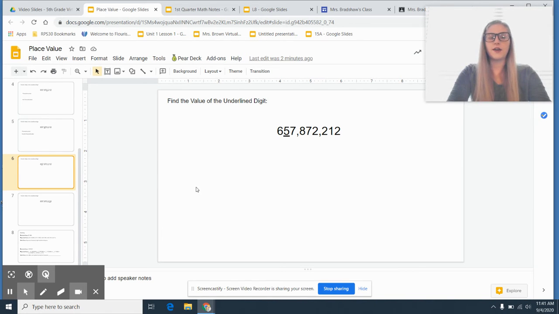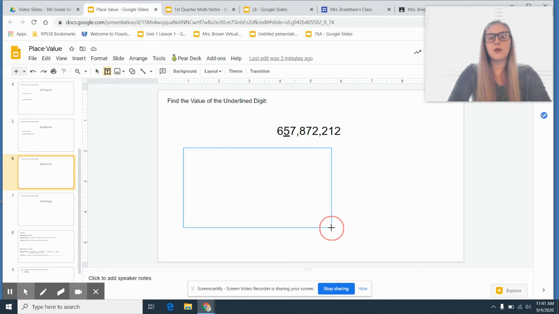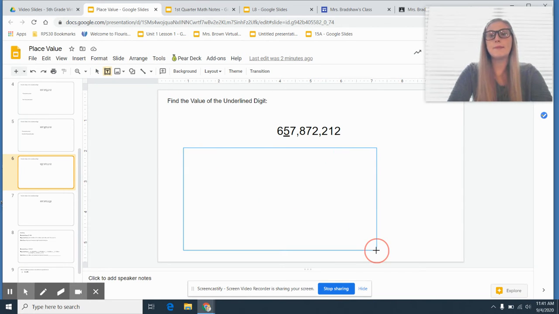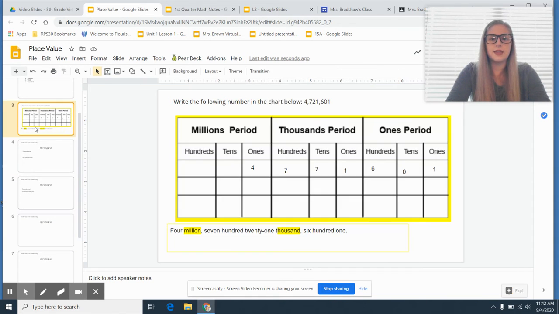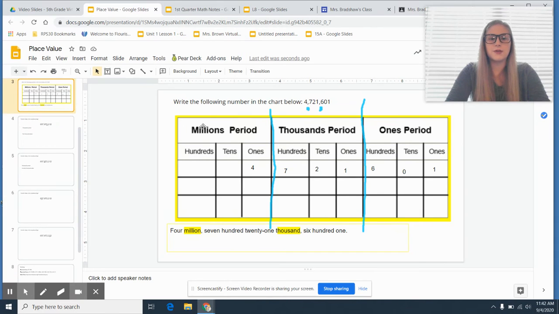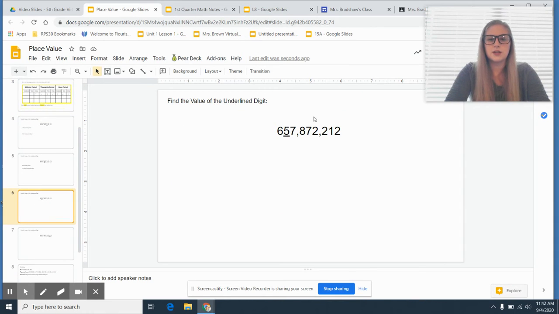All right, let's go over it together. So I'm going to figure out what period it is in and what place it is in first to help me out. So I know that this first part here is the ones, and then I go to thousands and then millions. So here's thousands, so it's not in there. So it's in the millions period.